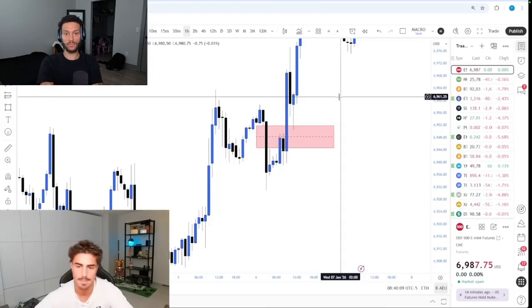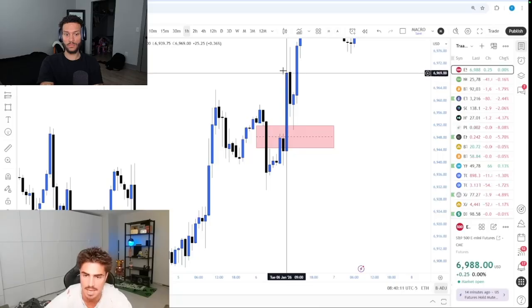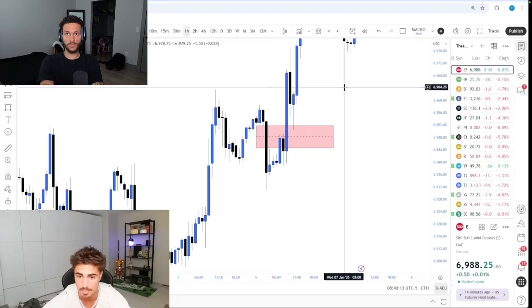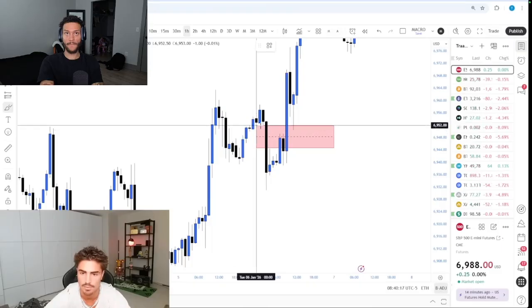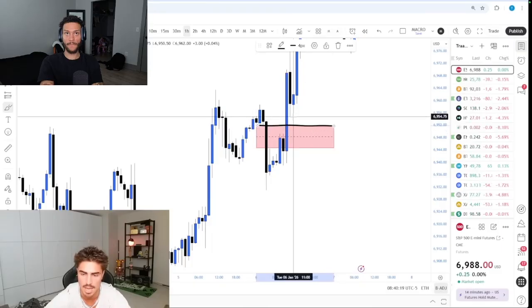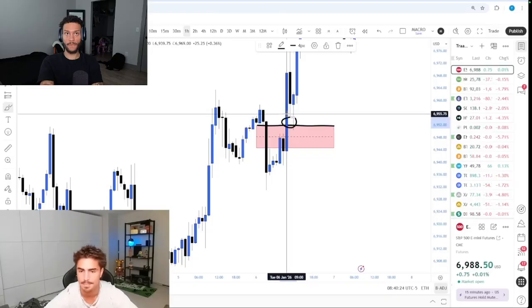When is a fair value gap disrespected? When we get a candle closure, it's almost just like a break of structure. When we get a candle closure above the gap. Okay, so if we get a bullish candle closure above our bearish fair value gap, that fair value gap is no longer valid and is no longer useful to us.